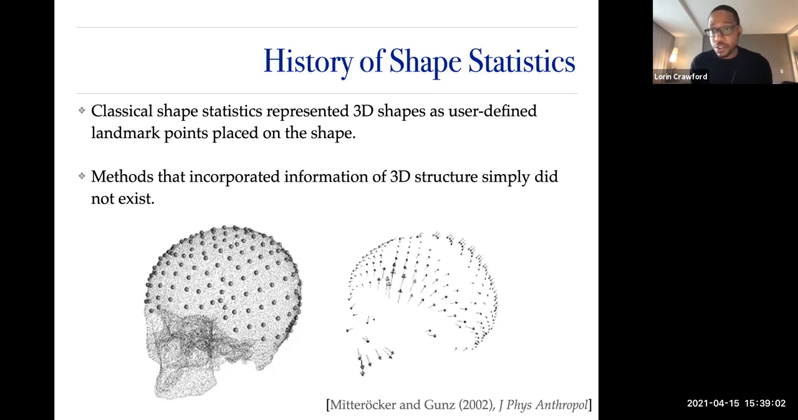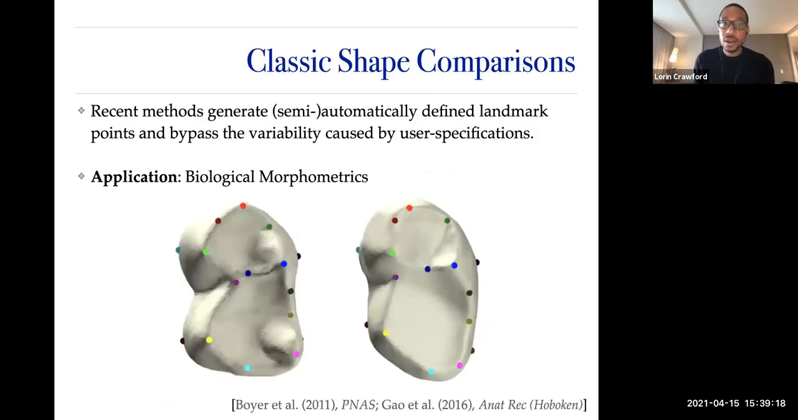Now, obviously, user-defined landmarks create a whole ton of problems because you have a slew of heterogeneity that can happen, right? If I have two different experts, I might see two different placements of these landmarks. Also, if I show the same expert the same skull again, I might get a totally different set of landmarks that they place, right? So we moved past user-defined landmarks and moved to semi-automatically defined landmarks. And that bypasses this variability issue I just raised, right?